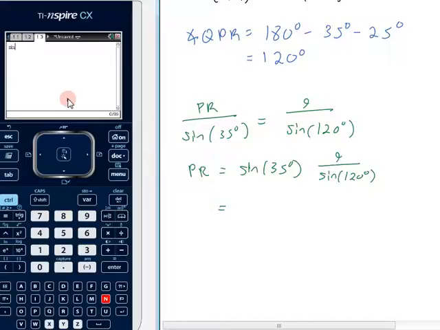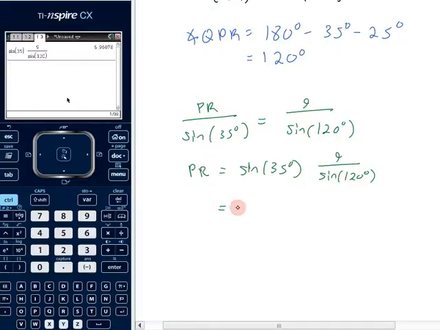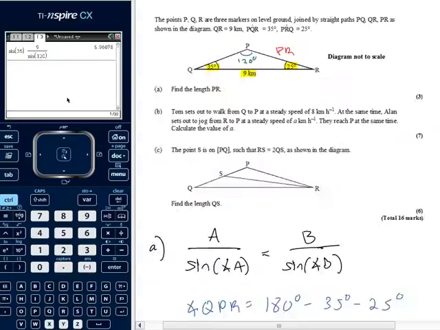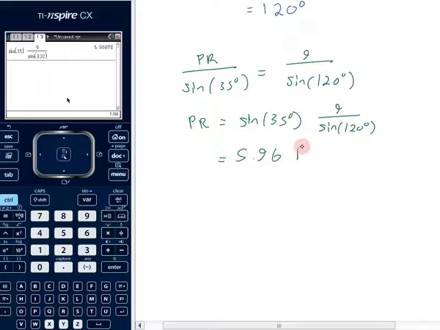We're going to multiply the sine of 35 degrees by the fraction 9 divided by the sine of 120 degrees. When we perform that calculation, we find that the result is 5.96, and the units were given in kilometers, and so the result is 5.96 kilometers to 3 significant figures.